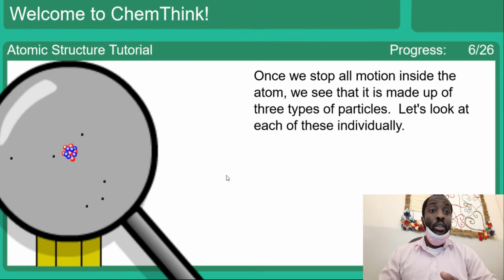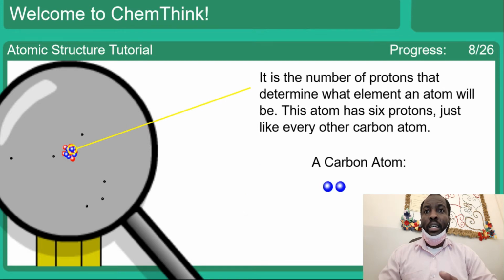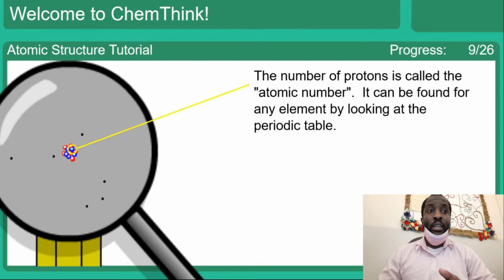And if we move further, we find one subatomic particle at the center, which is called the proton. All right, so the proton is found at the center in a region called the nucleus. That's good. Now, what is so special about the proton? The protons, like we told you before, tell us the name of that atom. Now, if we have 6 protons, that is a carbon atom. We already discussed that.